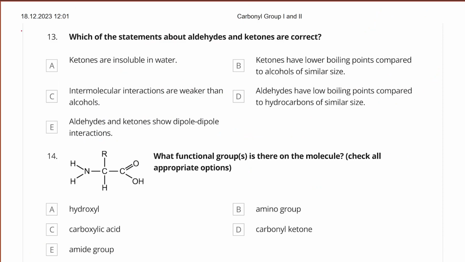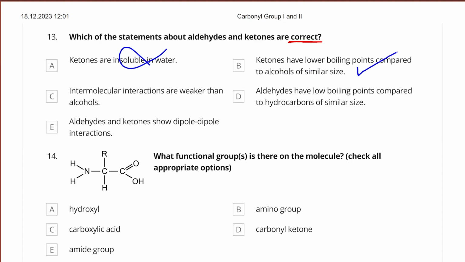Which of the statements about aldehydes and ketones are correct? So we have to look for the correct statements. Let's do it. The ketones are insoluble in water. This is not true, or we cannot make a general statement about solubility or insolubility in water because the simplest ones can dissolve due to the polar group. This is incorrect.